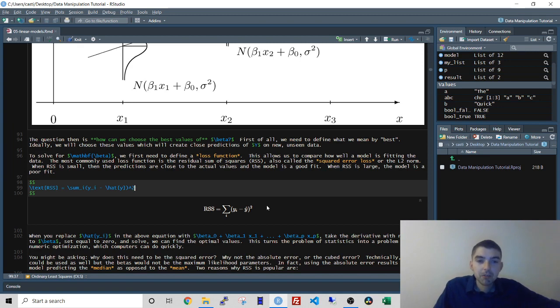The most commonly used type of loss function is called the residual sum of squares. This is also called the squared error loss, or just RSS, or even the L2 norm. When RSS is small, then the predictions are close to the actual values that it is fit to. You can see that just by looking at this operation. Well, first, for each observation, you take the difference, then you square all of those differences, and then add them all together.